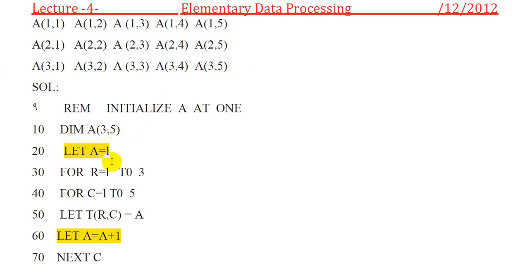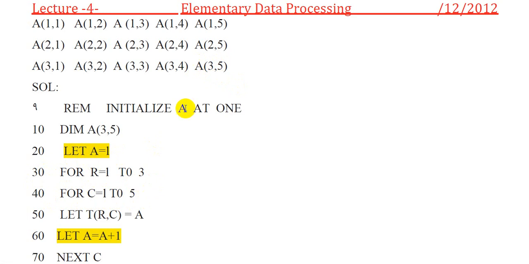20 LET A. We just insert the command of A here: let A equal 1. We just commence with 1, and then 30 FOR R equal 1 to 3, 40 FOR C equal 1 to 5. For R equal 1 to 3, the components of the matrix are given as follows.